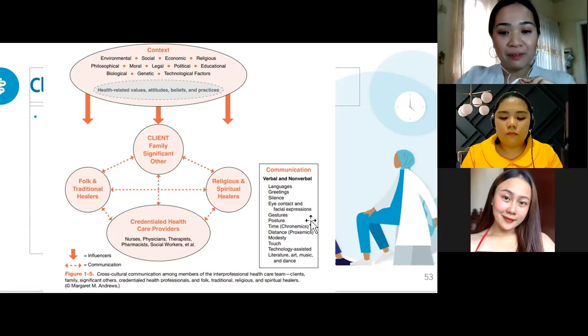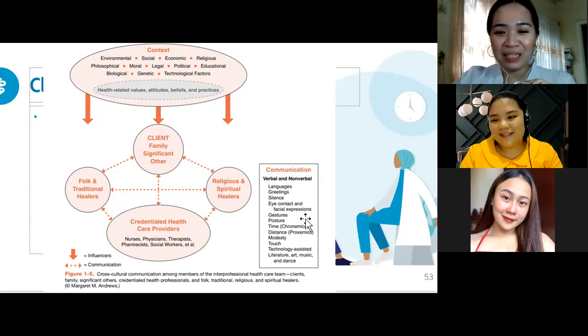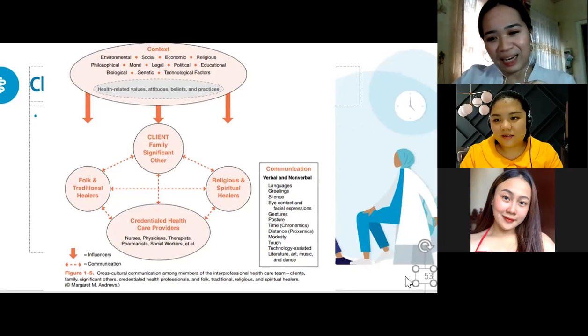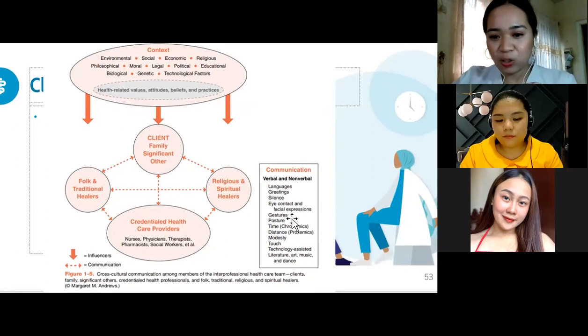Meron naman mga expression ng mukha na para kang laging nakangiti. In that case, for example, na-try ko yun, naranasan ko yun, minsan may makakasalubong ako, nginingitian ako kasi akala nila nakangiti ako sa kanila. Hindi ko naman sila nginingitian. Akala nila lagi akong nakangiti sa kanila. Okay, parang gano'n. Gesture, posture, time, no?